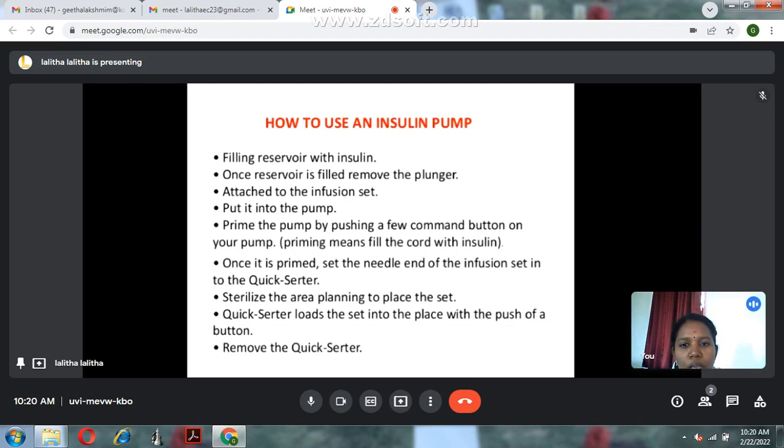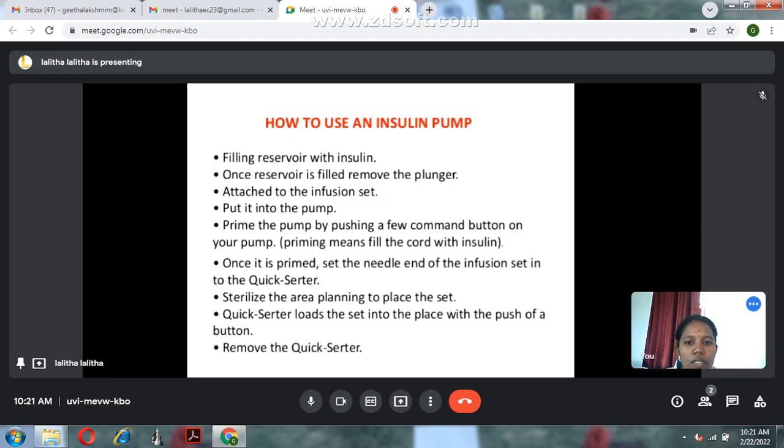Priming means filling the cord with insulin. Once it is primed, set the needle end of the infusion set in the quick shutter. Sterilize the area where you are planning to place the set. The quick shutter loads the set into place with the push of a button. After that we can remove the quick shutter. So this is how we can use an insulin pump on our body.